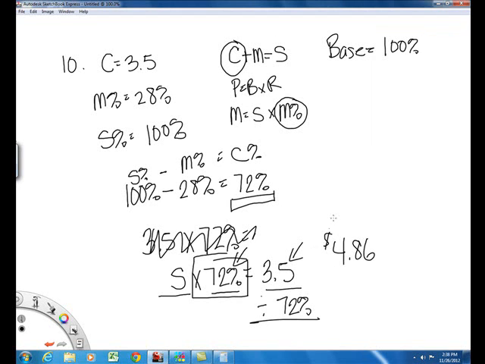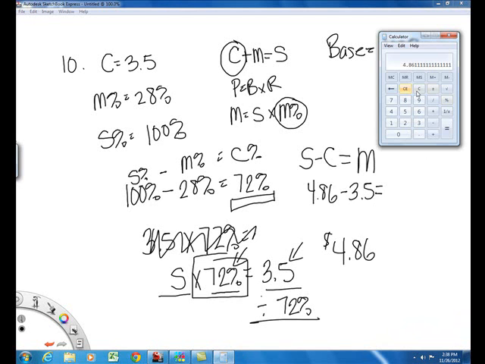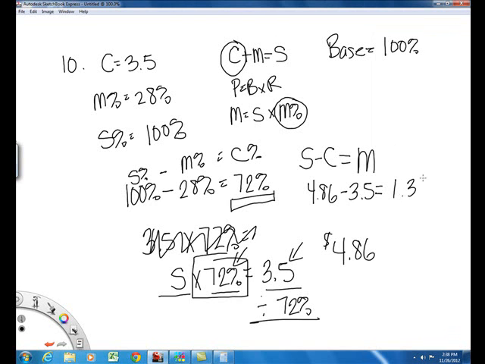Now I have my selling price and I have my cost. So if I subtract my cost out of my selling price, it'll leave me with my mark on amount. So $4.86 is how much I sell it for. I only have to pay $3.50 for it. That leaves me making $4.86 minus $3.50. That leaves me making $1.36 every time I sell it.